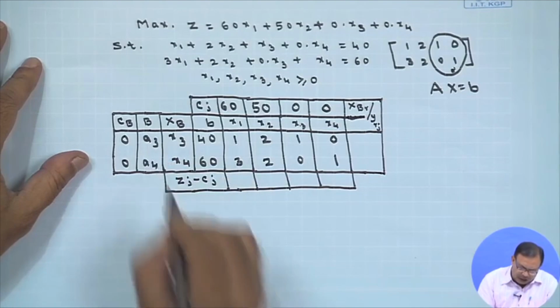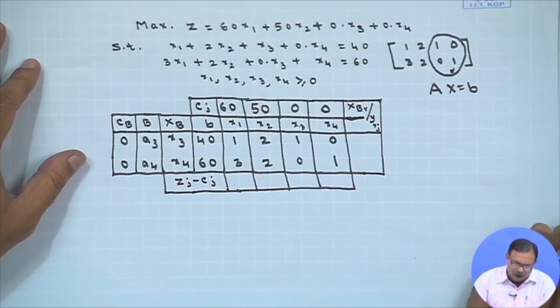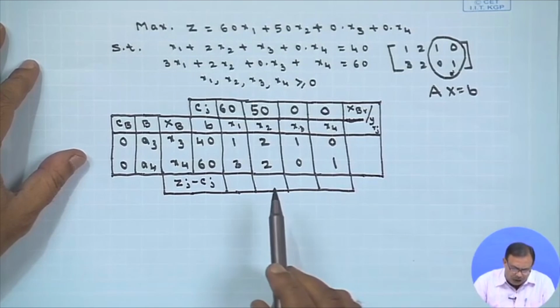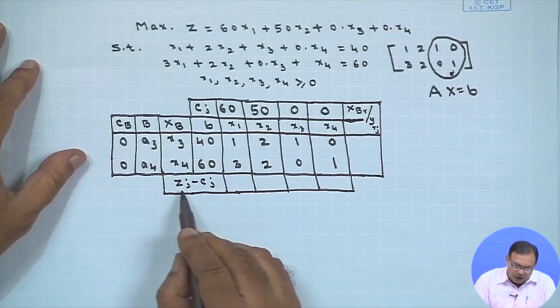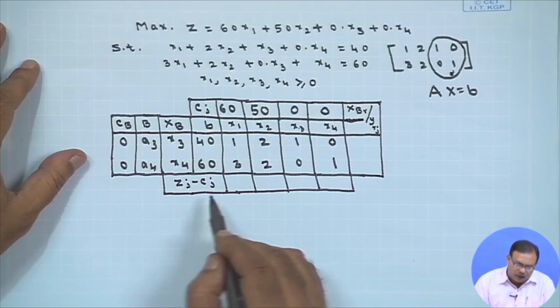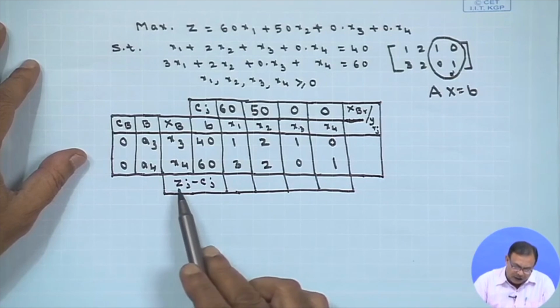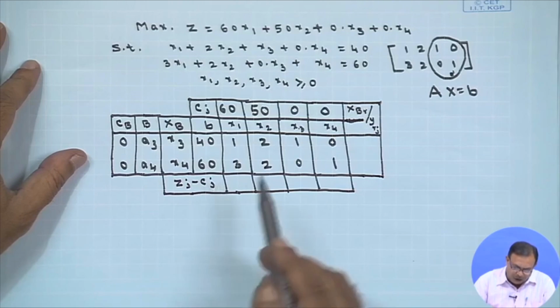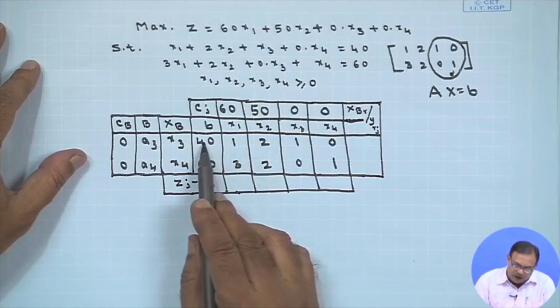This is actually x3, x4 to denote the variables. Now, what is your z value? Your zj minus cj represents the reduced cost, that is, zj is the total cost minus cj, where cj is the cost of this one. So, in this case what will be this value?